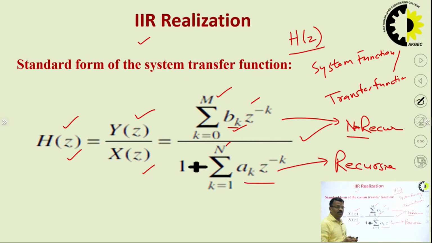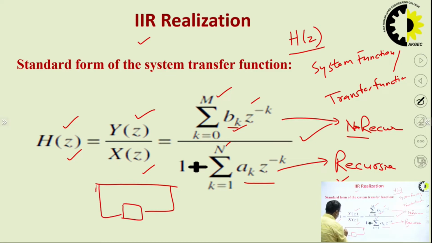This should be negative. Why? Because the multiplier in the denominator shows the recursive path. Recursive means you are taking the past value of output. If you are taking the past value of output, that should be negative because you are coming from output to input. So you are going in the opposite direction. That's why the negative coefficients available in the denominator part show the recursive.